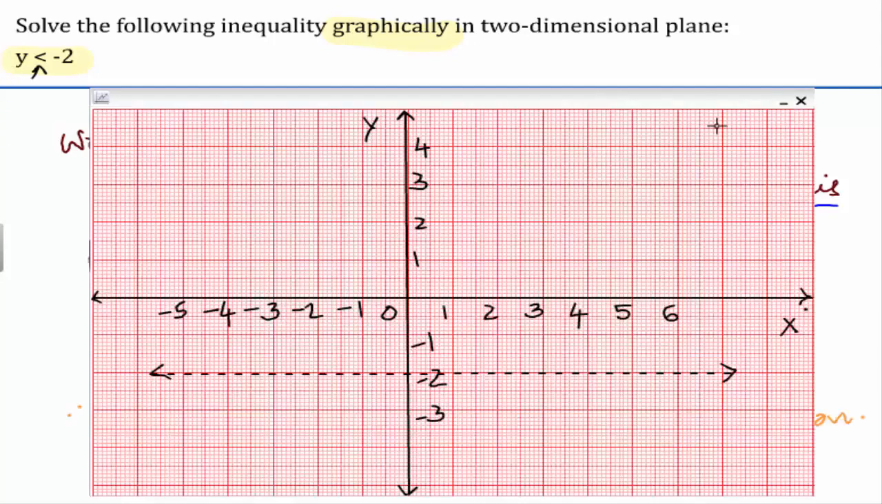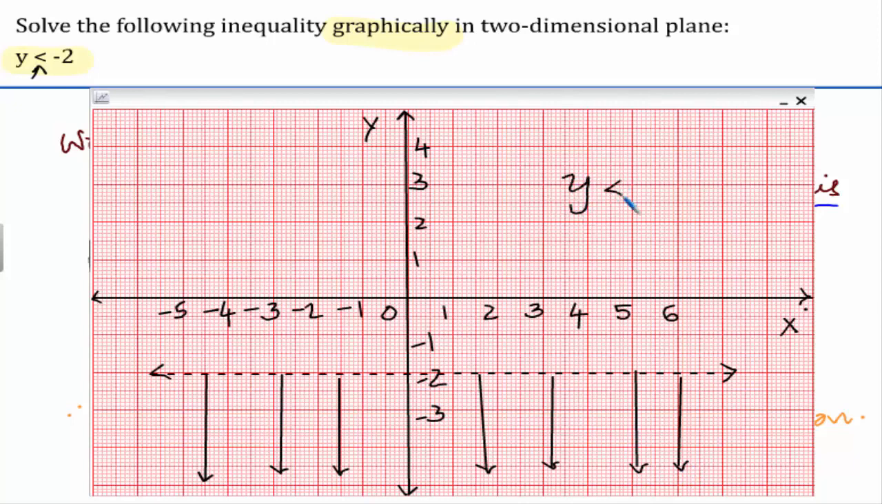So that means the region should be opposite to the origin, like this. So that means all the points in this region are the solutions for the given inequality. So the given inequality is here y less than minus 2.